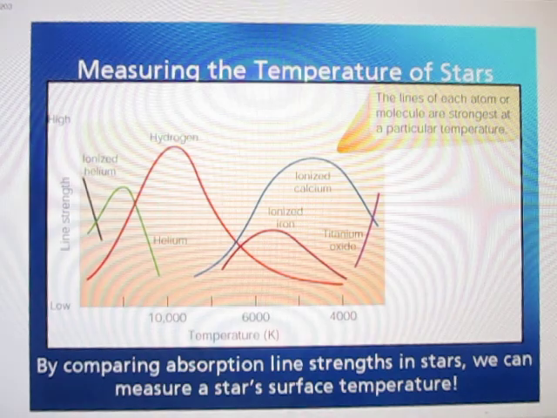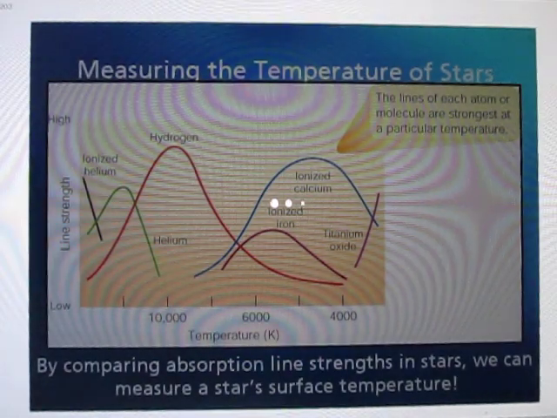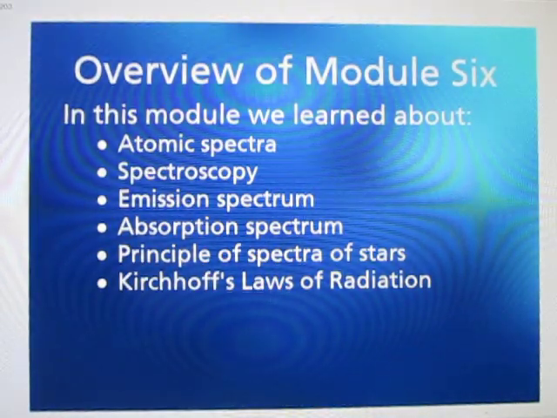By comparing line strengths, we can measure a star's surface temperature. So understand, by analysis of light, we are therefore able to determine the temperature of a star. So we've learned about spectra, spectroscopy, emission and absorption spectrum, the differences between them, the principles of spectra of stars, and Kirchhoff's laws of radiation.